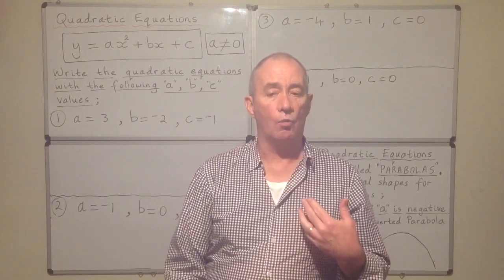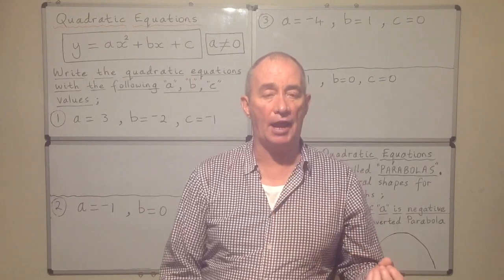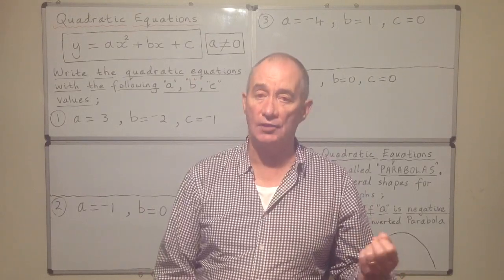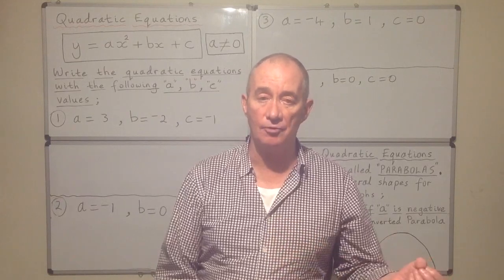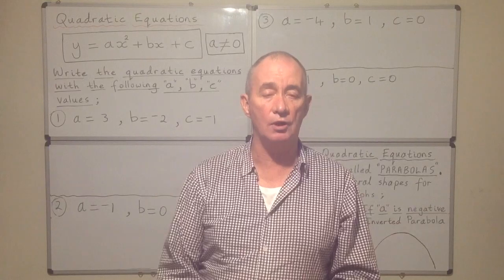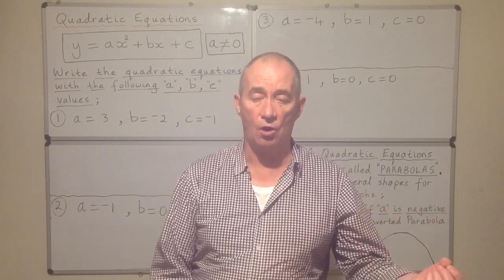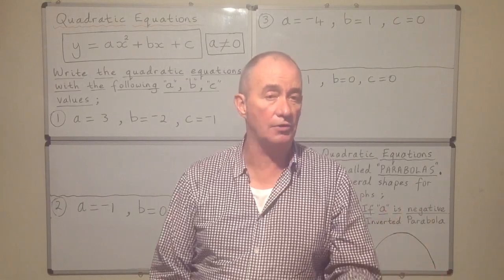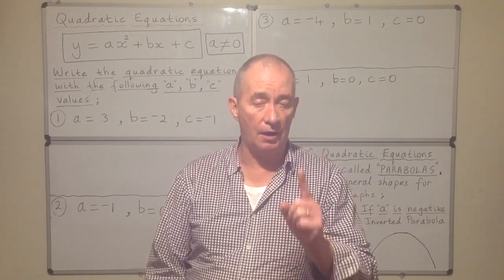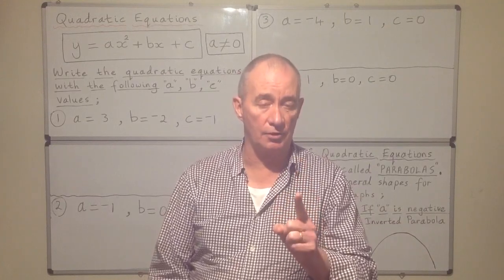Now, what number values can a, b and c assume or take on? Well, the answer is any number values at all. A, b and c can be any number values at all. They can be positive whole numbers, they can be negative whole numbers, they can be fractions or decimals. There is, however, just one exception to that.